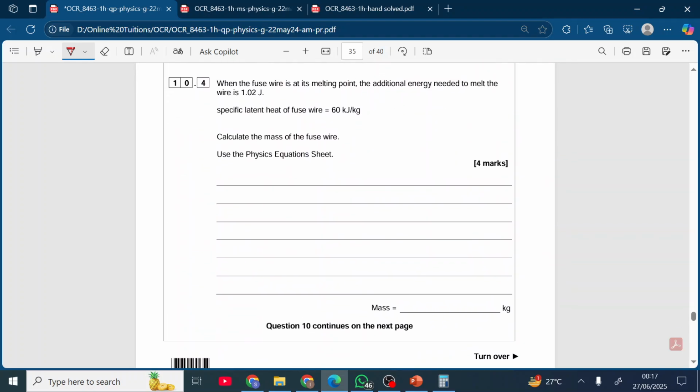1.4. When the fuse wire is at its melting point, the additional energy needed to melt the wire is 1.02 joules. Specific latent heat of fusion of the wire is 60 kilojoules per kg. Calculate the mass of the fuse wire. Okay, this is an important question.